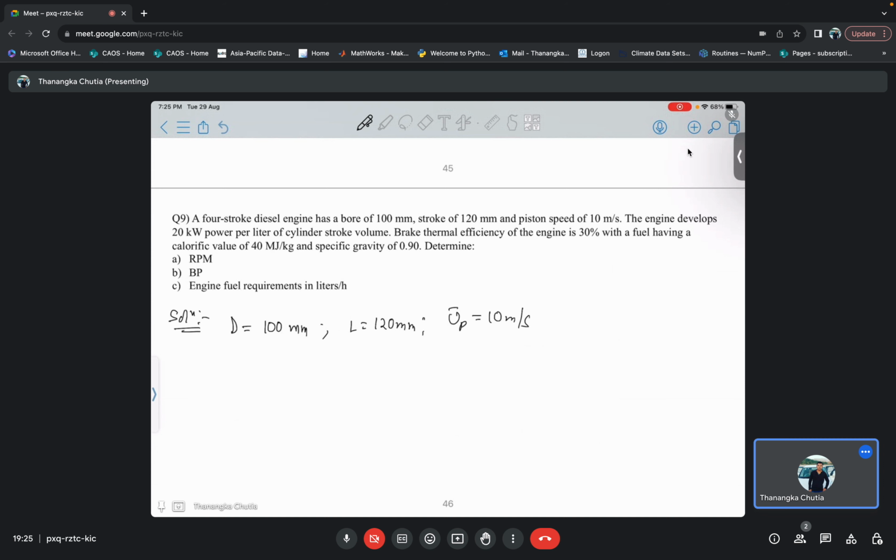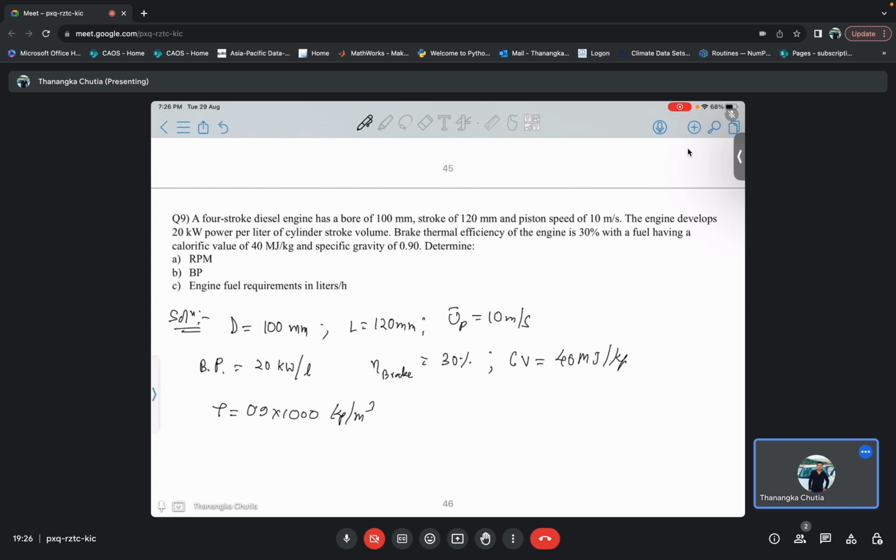Brake power, kilowatt per liter of cylinder stroke, and eta brake is given as 30%, and CV is 40 megajoule per kg. Okay, and fuel density is 0.9 into 1000 kg per meter cube.